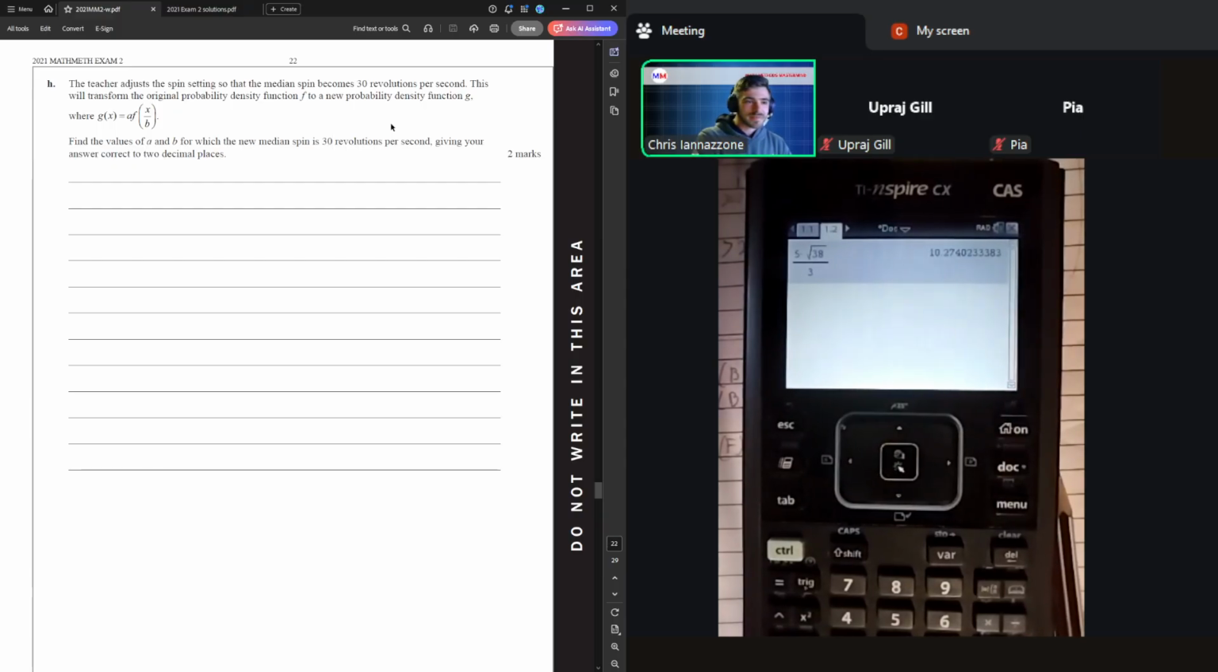This will test some memory now, if you remember how it was solved the first time.